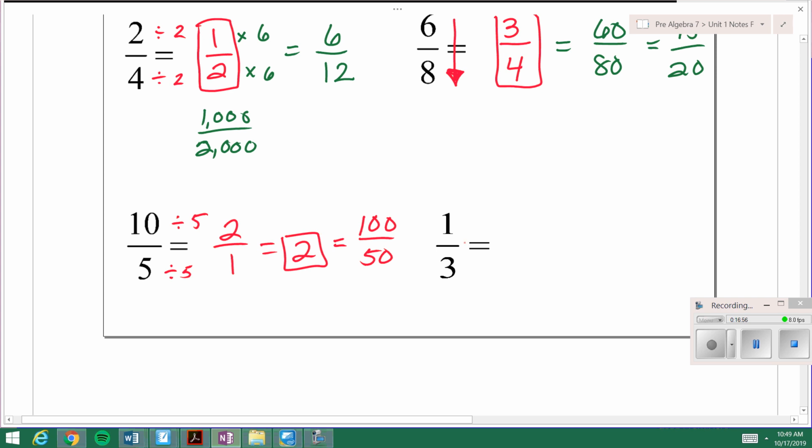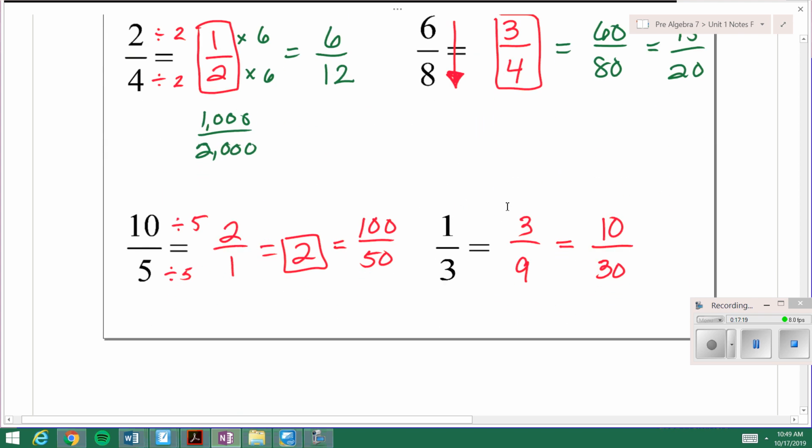What about 1/3? Well, 1/3 is already simplified, so let's go ahead and just make a couple equivalents. I'm going to maybe multiply by 3 on top, 3 on the bottom, make it 3/9, maybe 10 on top, 10 on the bottom, make it 10/30. Okay, something like that. All right, so equivalent fractions can go on forever, but that's still an essential skill.